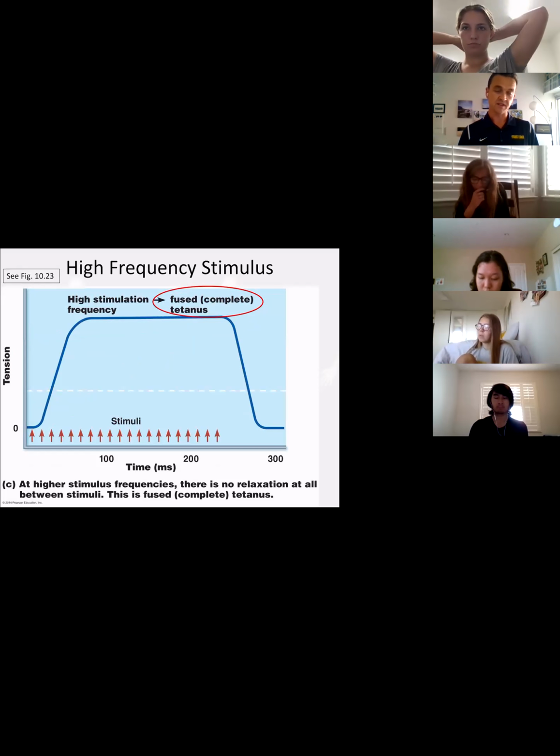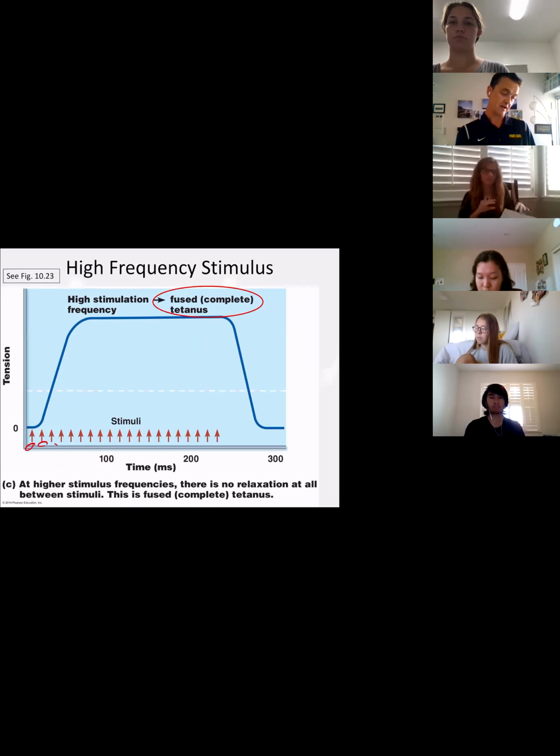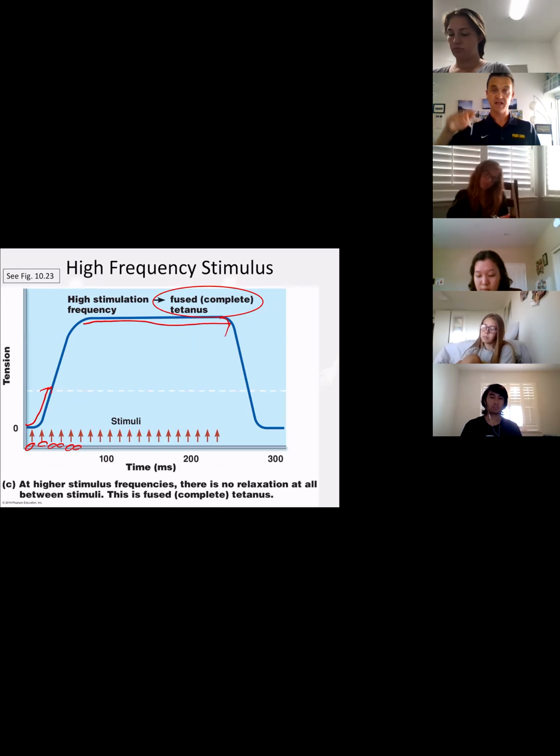Okay, but most of the time when we contract muscle, this is what it looks like. We get a bunch of stimuli all right next to each other. That builds tension to the point at which there's no relaxation in between at all. And we just get a nice smooth amount of force production. And that's known as fused or complete tetanus. And you guys are going to be doing some stuff in lab related to this in the muscle physiology lab.